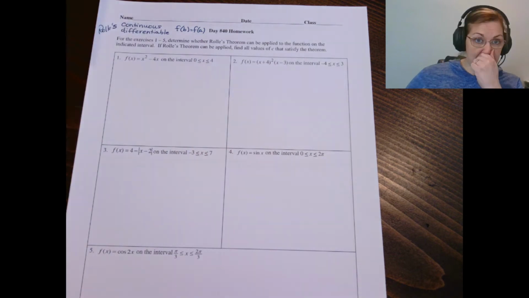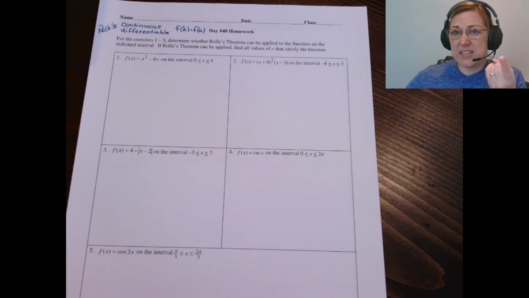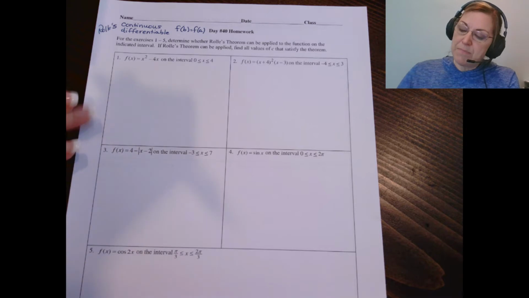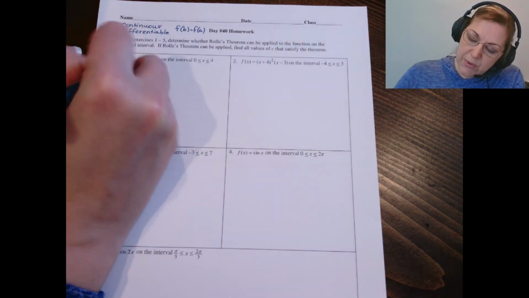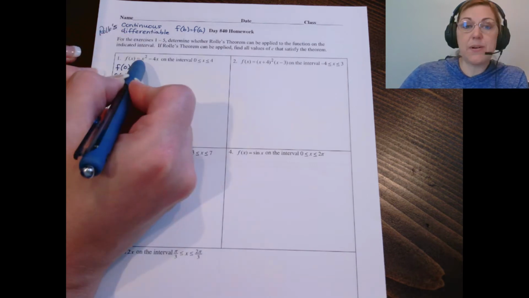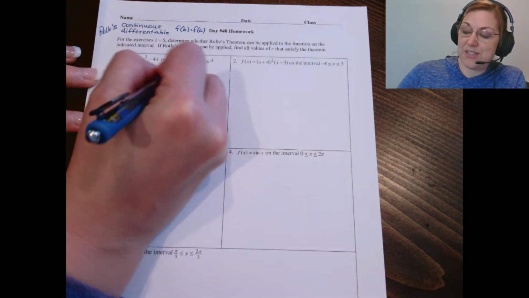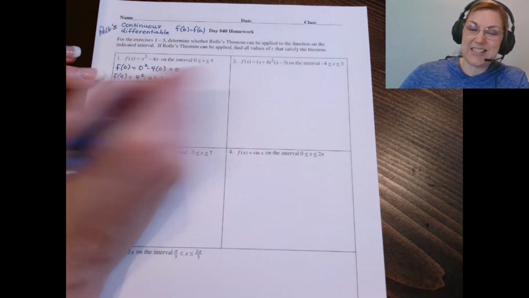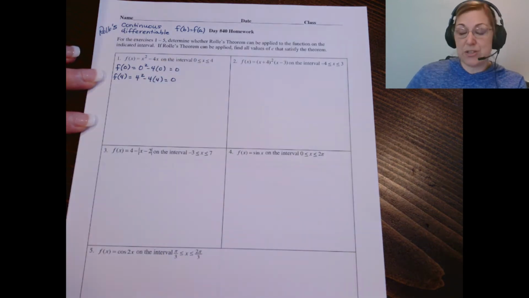Okay, let's look at problem number 1. I don't really have a problem on number 1 with continuous or differentiable. It's going to be a nice x squared, so it's a parabola of some sort. I am going to check to see if those y values are the same. So I need to know the function at 0 and the function at 4. At 0, I get 0 squared minus 4 times 0, just still 0. And then I get 4 squared minus 4 times 4. So that's 16 minus 16, and that also gives me 0. So I know that Rolle's theorem applies.